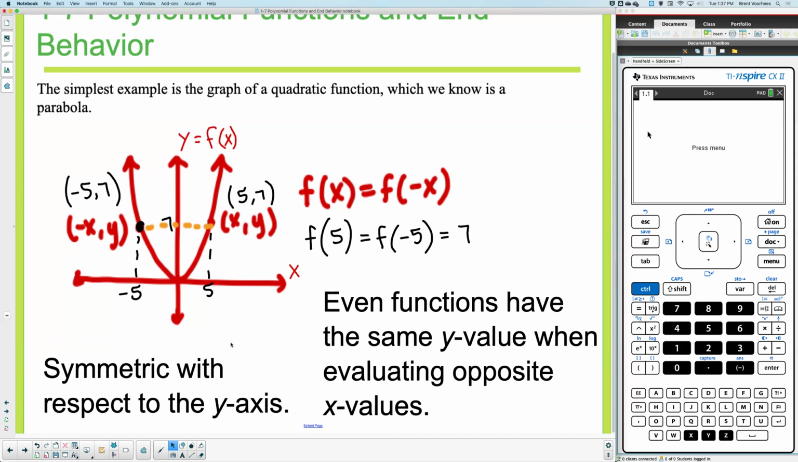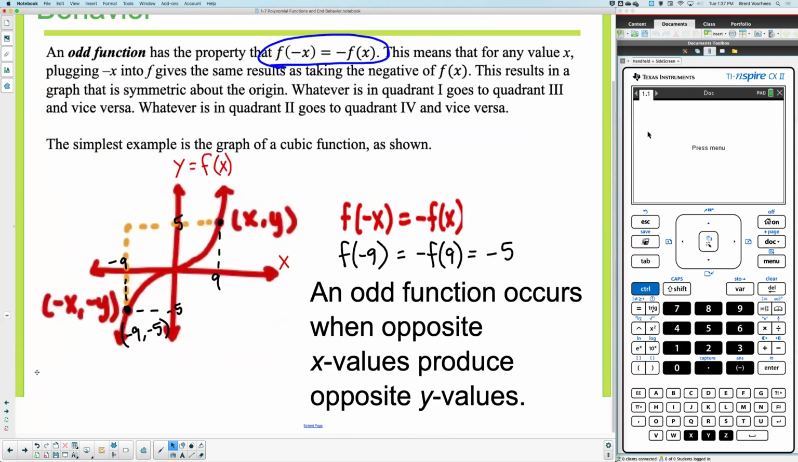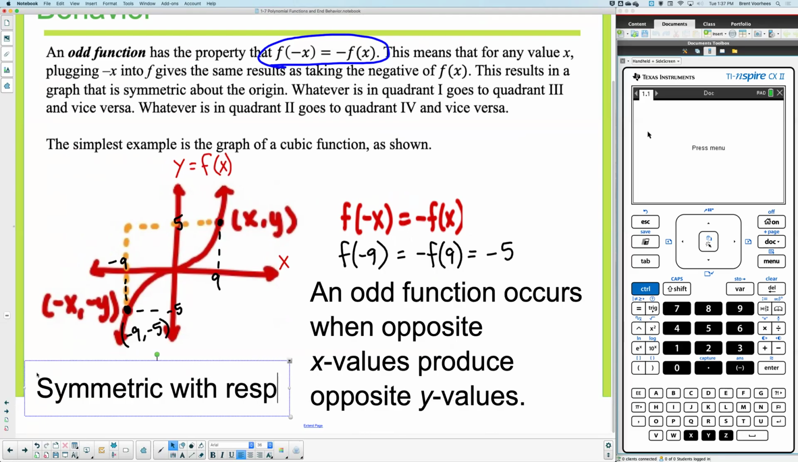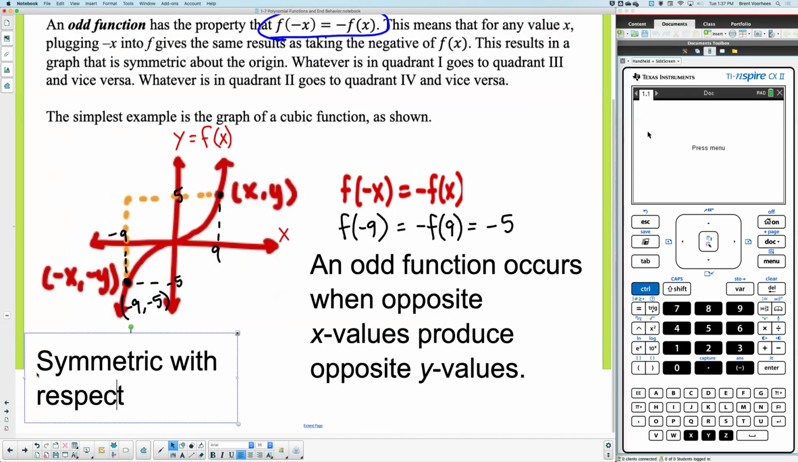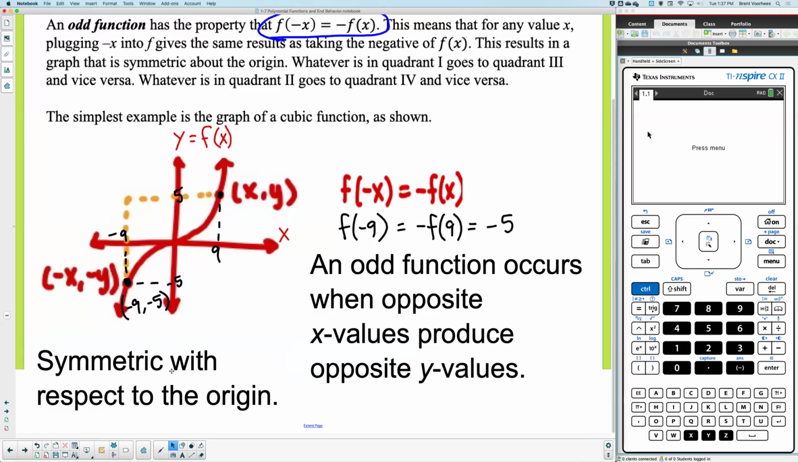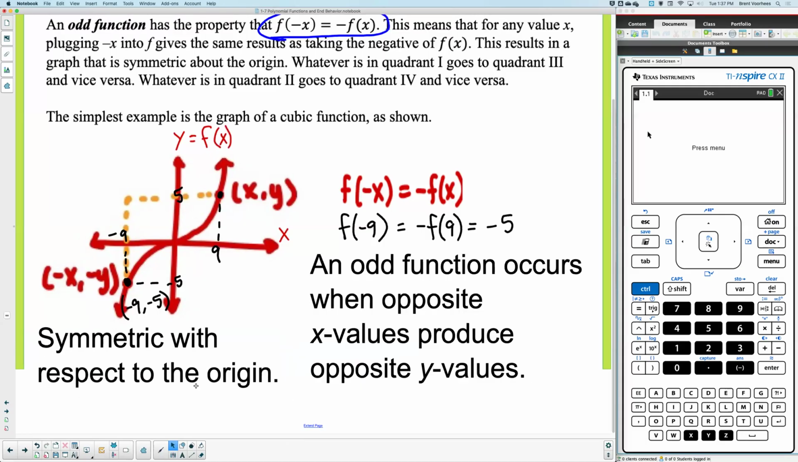If a function is odd, next slide. If a function is odd, it is symmetric with respect to the origin. So an odd function is symmetric with respect to the origin. An even function is symmetric with respect to the y-axis. Okay, so now we're going to look at some graphs. Based off symmetry, make up our mind whether a function is even, odd, or neither.